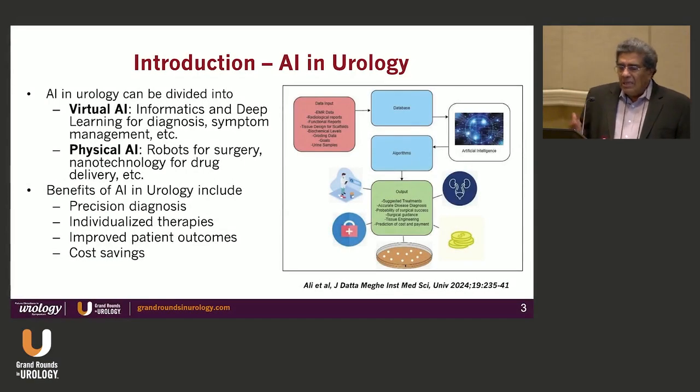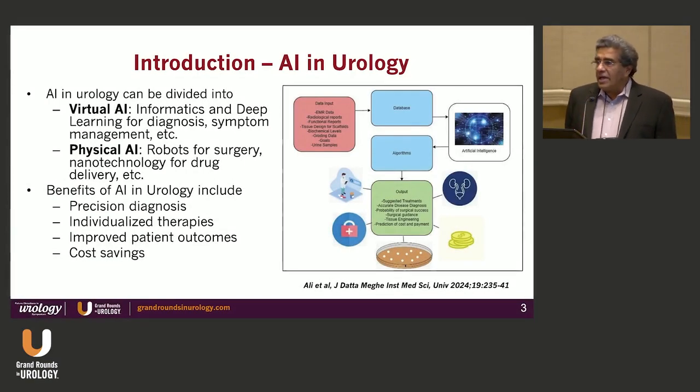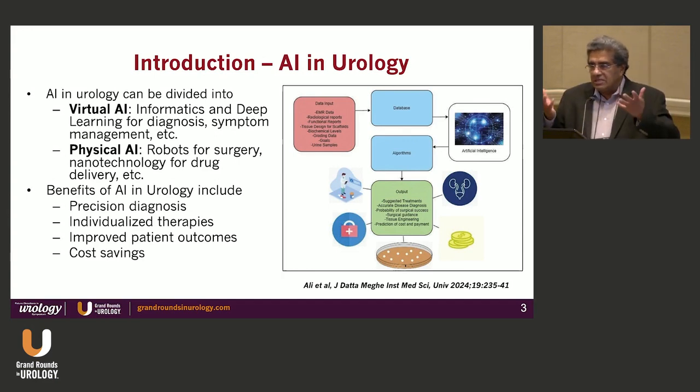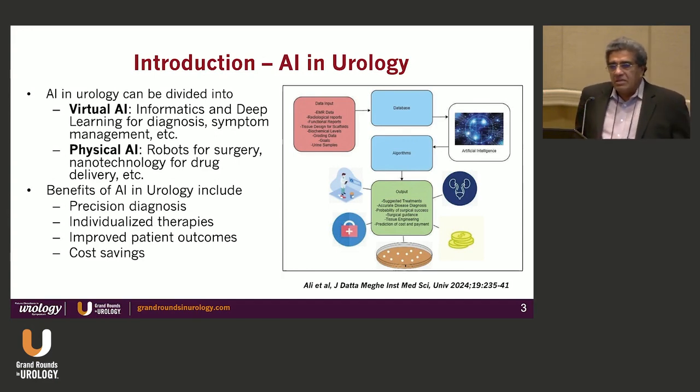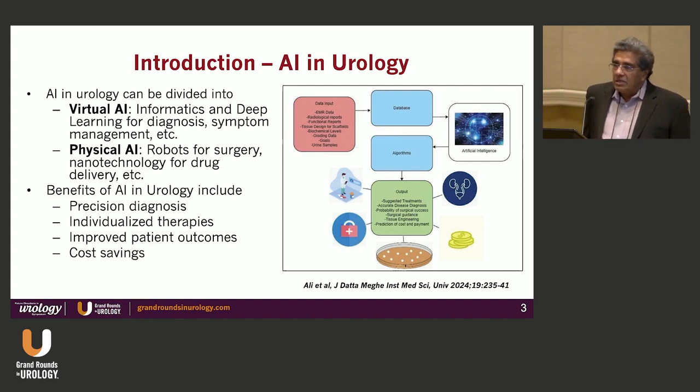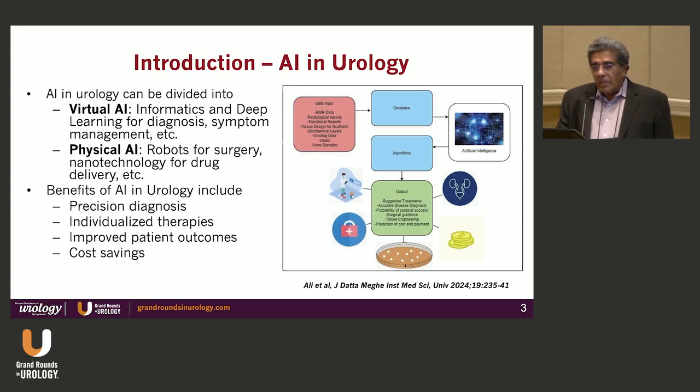These are my disclosures. There are two types, actually: virtual AI and physical AI. The virtual AI is applying this technology to existing data sets, imaging, slides, etc. The physical AI is, of course, as Dr. Alba discussed, using robotics machines to do surgeries and various other things. The benefits include precision diagnosis, individualized therapies, improved patient outcomes, and of course cost savings.